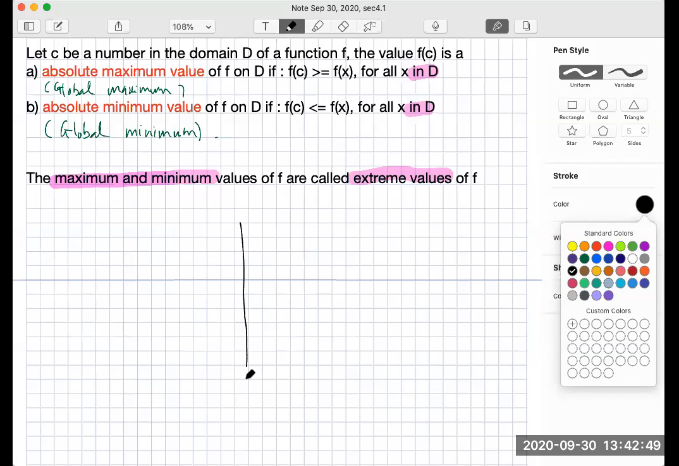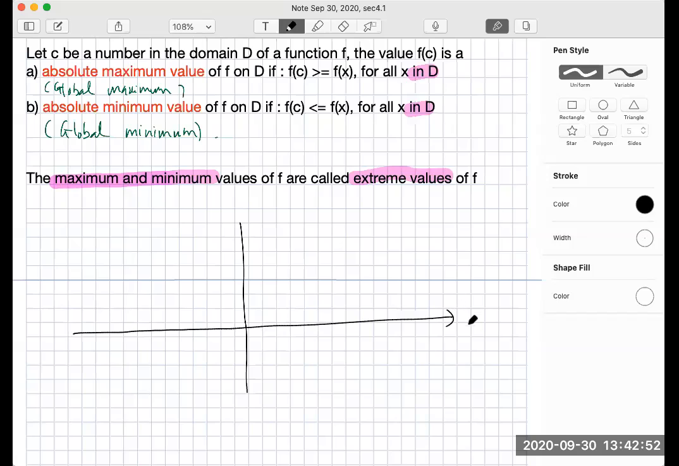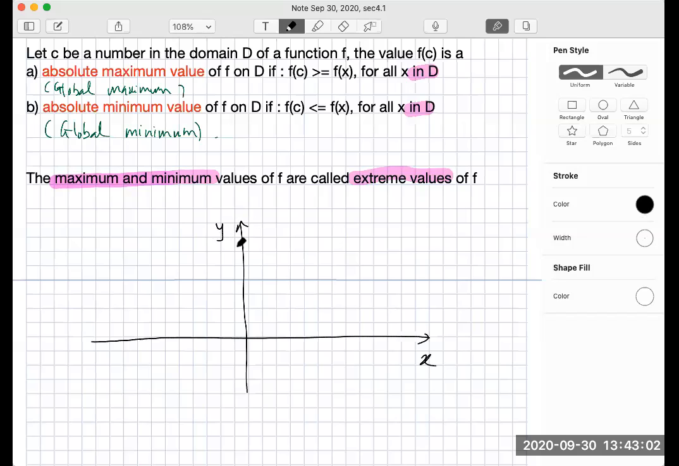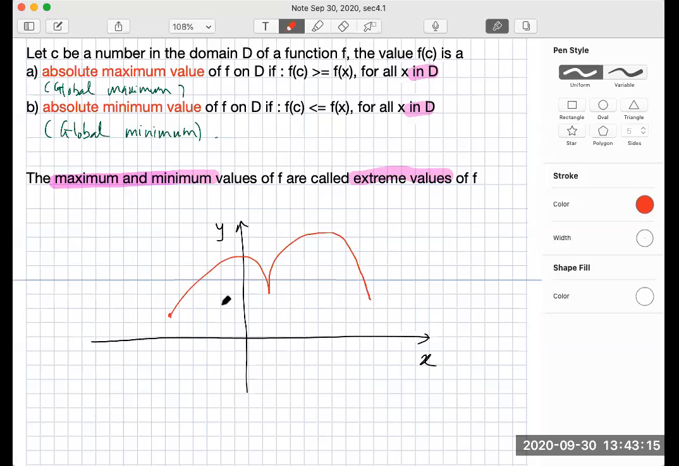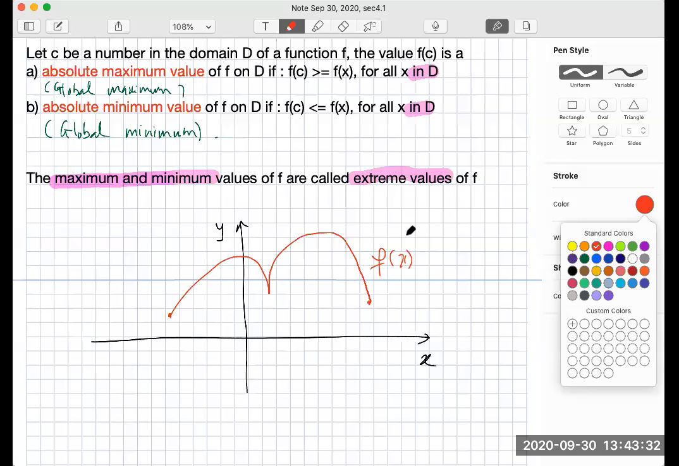So if the graph of a function f is shown like this one, right? This is the function f of x here. From the definition, what is the global minimum and global maximum?